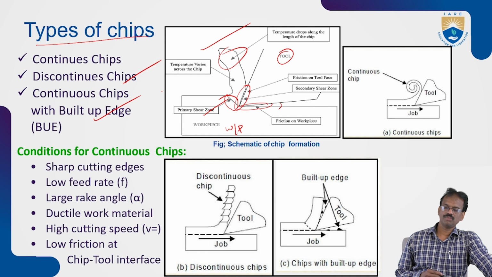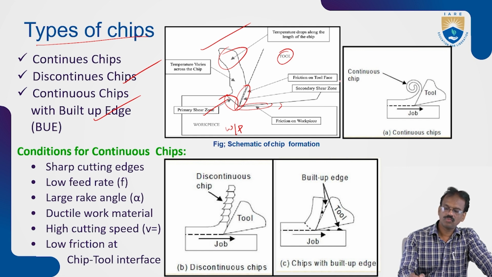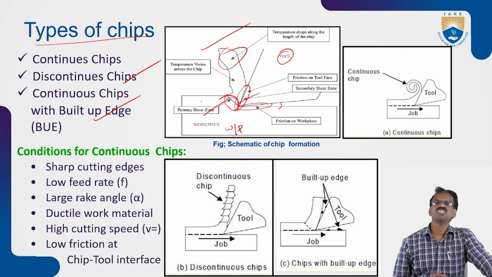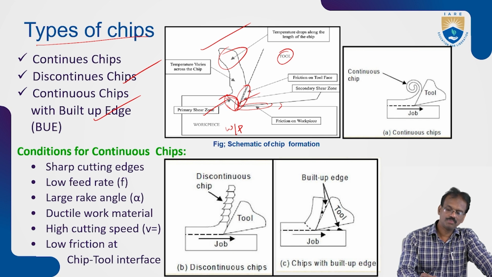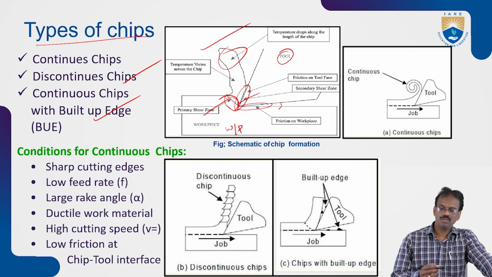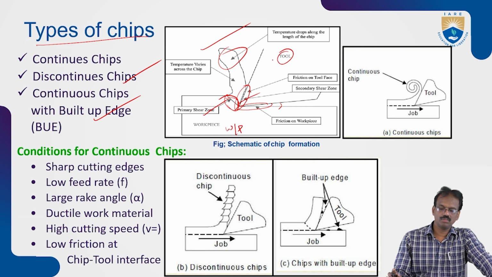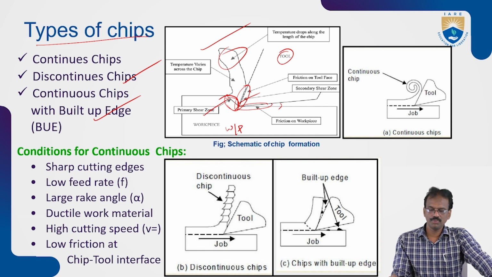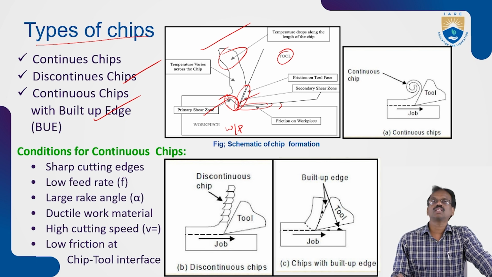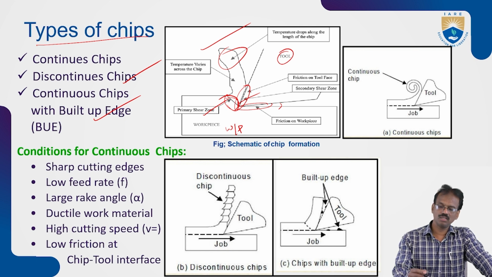This is the chip. You can say this is the secondary shear zone, and this is the first shear zone. Material will be removed from this shear zone. This chip will slide on the surface of the tool, that is the rake face of the tool, as we already discussed in previous classes. This is the general machining process, the single point cutting tool machining process.